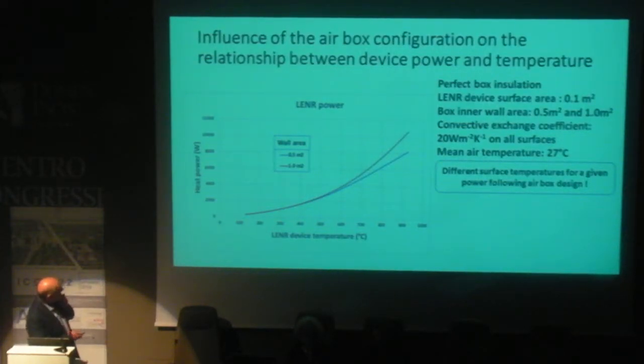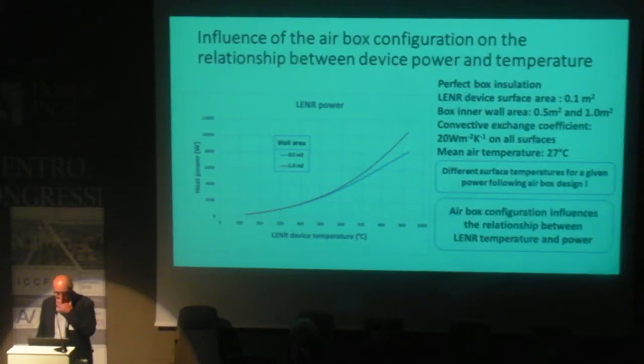If you have a reactor at 700 degrees C, following the configuration, you can have 4 kilowatts or 5 kilowatts, 4.5 kilowatts or 5 kilowatts. So you should keep that in mind. The airbox configuration influences the relationship between the surface temperature and the power.